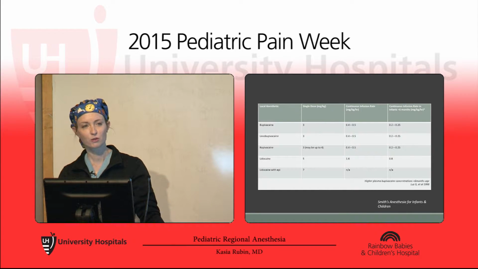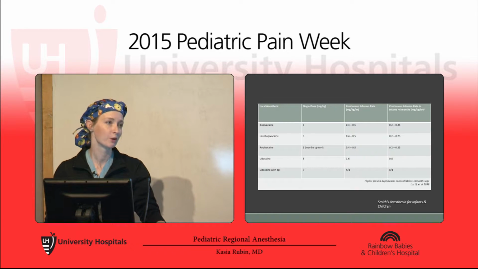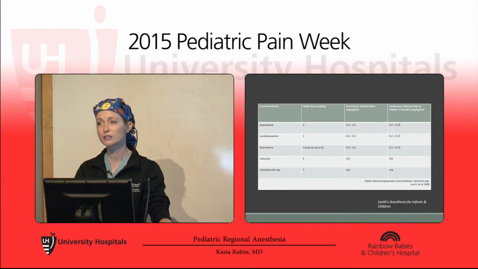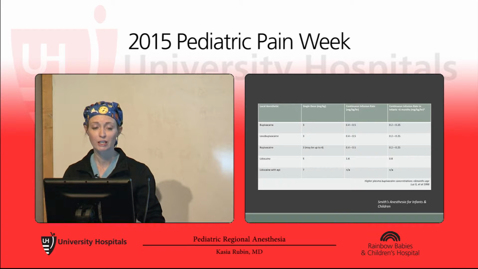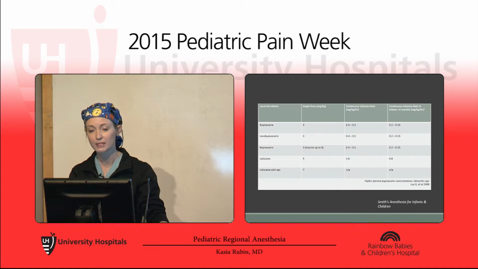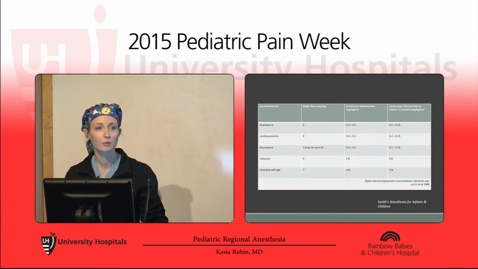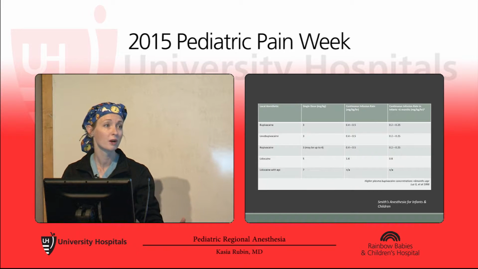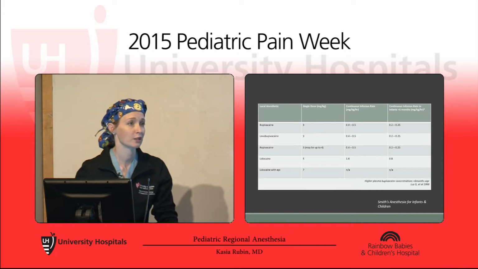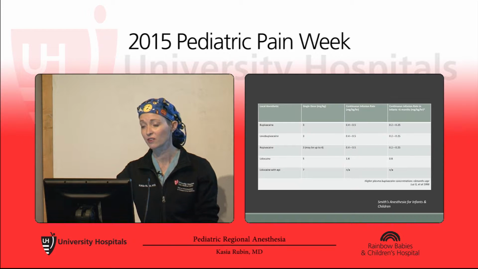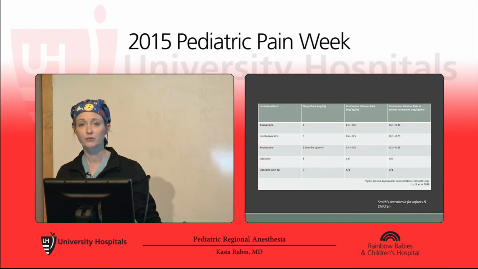Our continuous infusion rates, we're never really running anything above 0.4. In any child under 6 months, the automatic action is to decrease by 50%. We see much higher plasma bupivacaine concentrations in this age group for all the reasons I already talked about, with the decreased clearance and the increased free fraction. So we're always dropping those significantly.